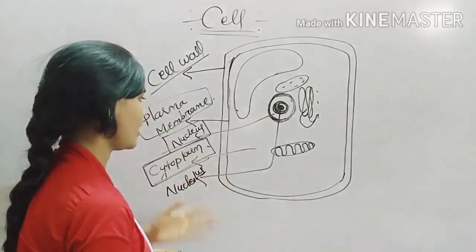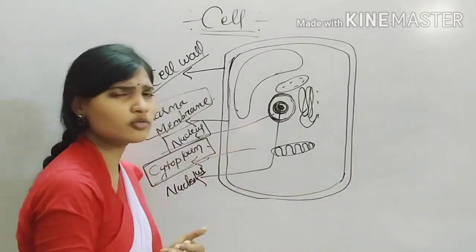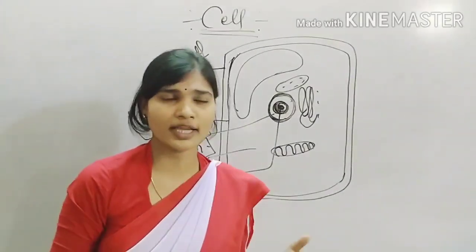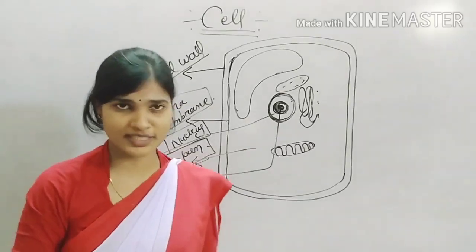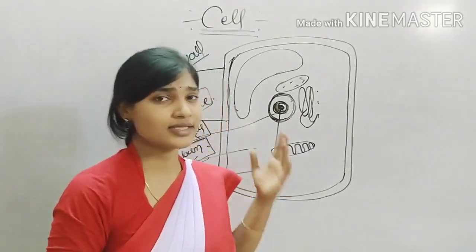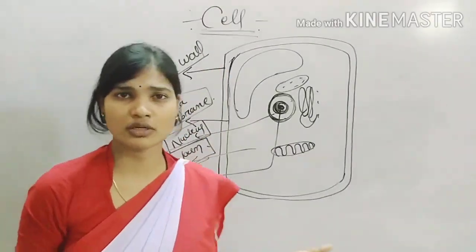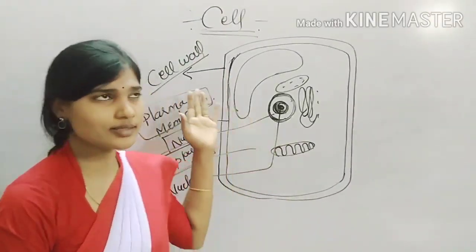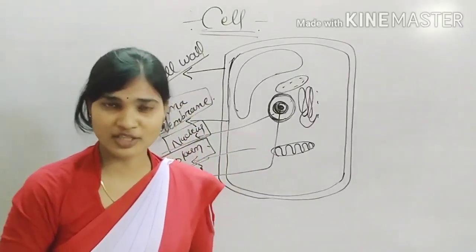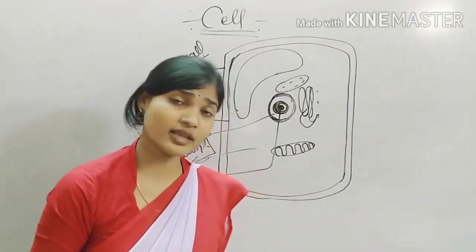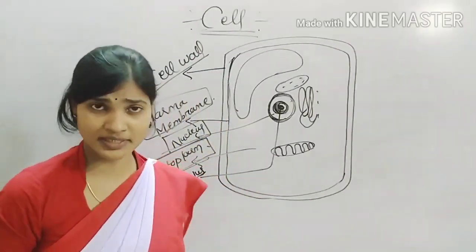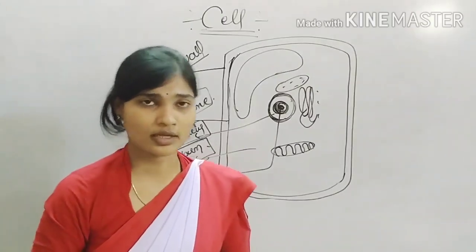Okay, and after that we know about the cell wall. We know that in animal cells, cell walls are not present, but in the case of plant cells, cell walls are present. This cell wall is needed in the plant for protection. The plant will require protection against varying temperature, humidity, rainfall, etc.